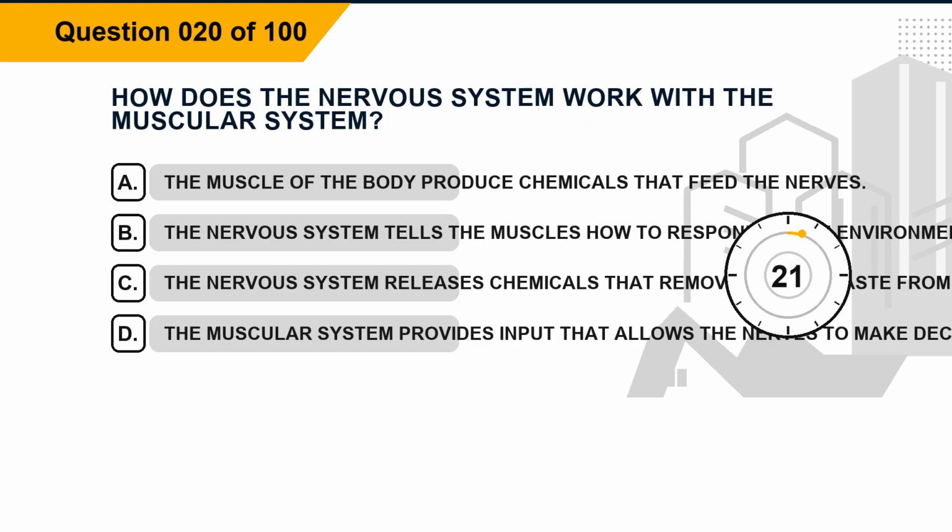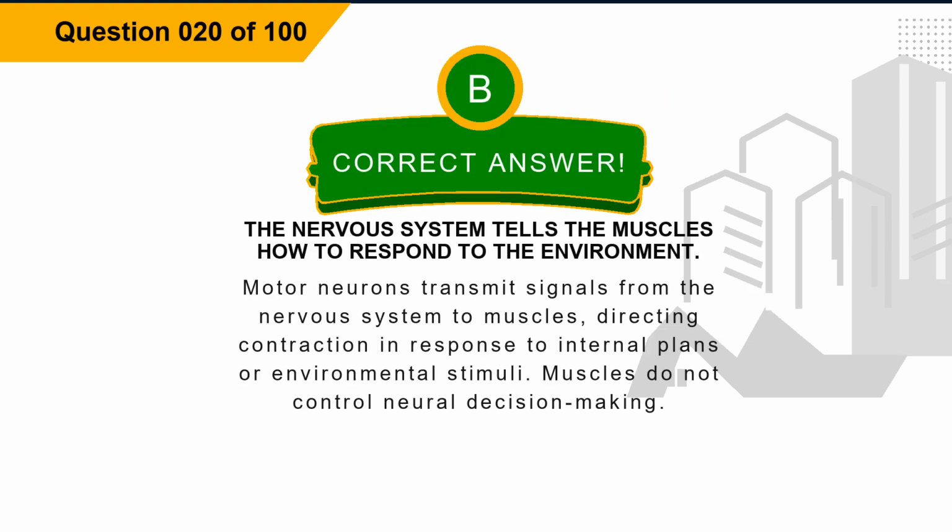Question 20. How does the nervous system work with the muscular system? Option A. The muscles of the body produce chemicals that feed the nerves. Option B. The nervous system tells the muscles how to respond to the environment. Option C. The nervous system releases chemicals that remove excess waste from the muscles. Option D. The muscular system provides input that allows the nerves to make decisions. The correct answer is option B. The nervous system tells the muscles how to respond to the environment. Explanation. Motor neurons transmit signals from the nervous system to muscles, directing contraction in response to internal plans or environmental stimuli. Muscles do not control neural decision-making.